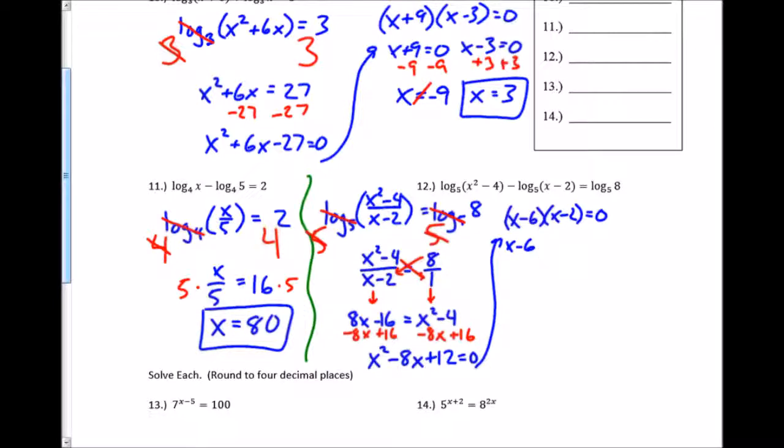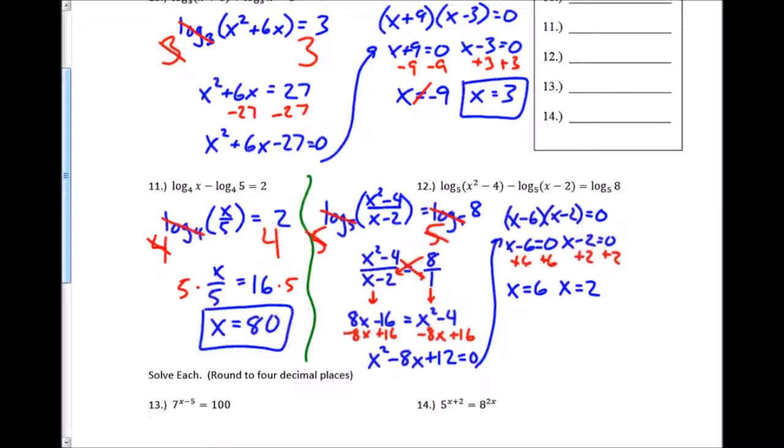And then solve each. Here I add the 6 to each side. Here I add the 2 to each side. So I get two answers that seem to be valid, but one of them is actually not. As I start looking at these, if I plug each of these in, the 6 is going to be fine, but the 2 doesn't work.